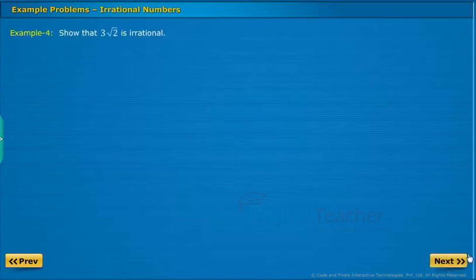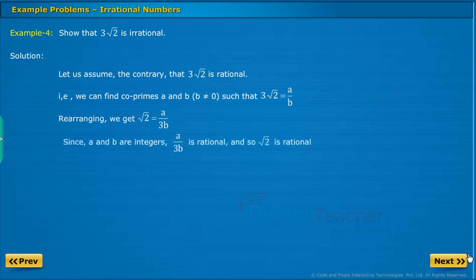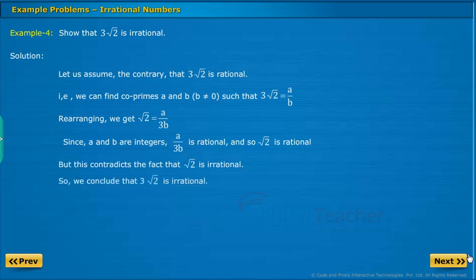Show that 3 root 2 is irrational. Assume the given one is rational. So by the above statement, co-primes a and b, not equal to 0, can be found such that 3 root 2 is equal to a by b. Rearranging the equation, as a and b are integers, we get a by 3b is rational and therefore root 2 is rational. But this contradicts the fact that root 2 is irrational. Hence, we can say that 3 root 2 is irrational.